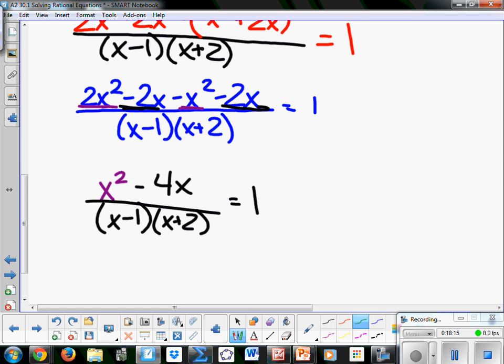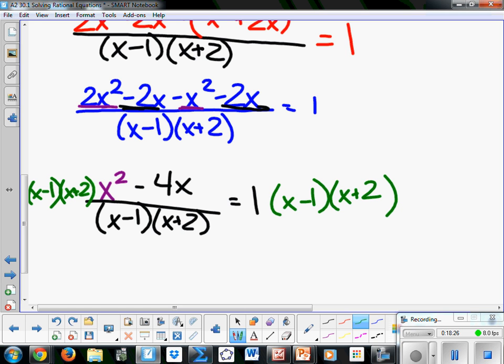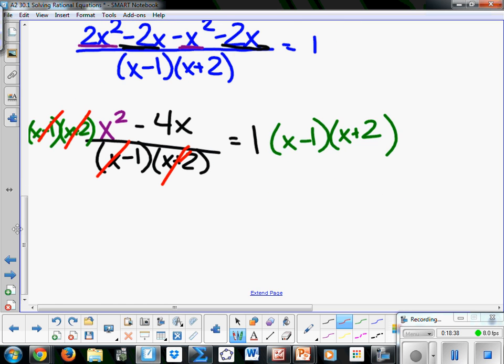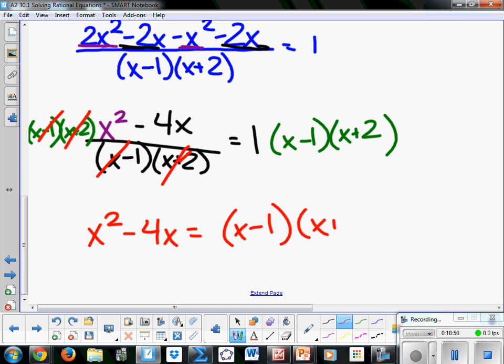We have reached that point. So we're going to multiply both sides by x minus 1 times x plus 2. All right. On this side, we have the lovely chance to cancel these. So x minus 1 is in the numerator and denominator. x plus 2 is in the numerator and denominator, so those cancel. We don't get any canceling over here, so we do have to do some multiplying. So this ends up leading to x squared minus 4x equals 1 times anything is itself, so x minus 1 times x plus 2.